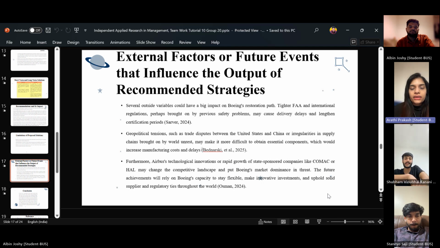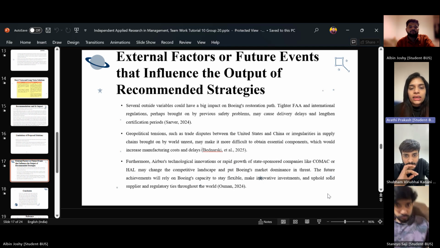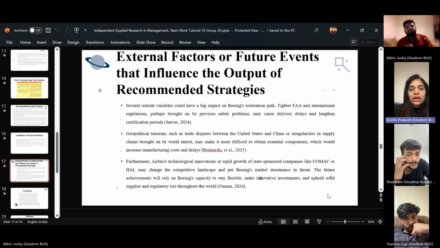The next slide is external factors or future events that influence the outcome of recommended strategies. External factors will play a critical role in determining the success of Boeing's recovery efforts. Increased regulatory scrutiny could slow down certification processes, leading to further delays in production. Additionally, geopolitical tensions such as trade wars or disruptions in supply chains could affect Boeing's ability to source components, leading to increased cost.